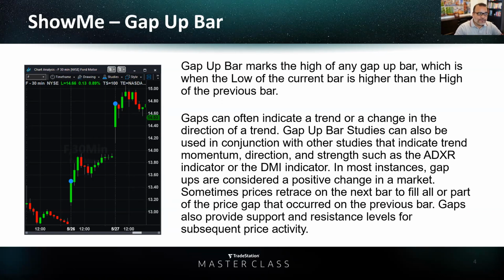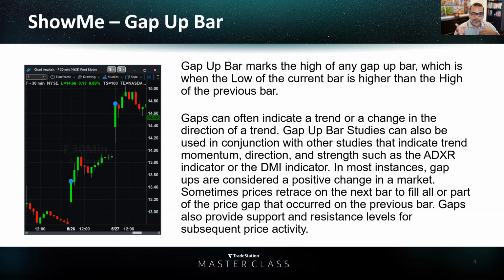I know that it's a very visual thing. You may not need to see a blue dot because a gap is very visible, but sometimes the gaps are not so visible. You may have a small gap that is not as big as these ones, and those are the ones that you probably need some help identifying. This second paragraph here just talks about gaps in general terms and how they should be interpreted. Let's go through some of these sentences very quickly. They can often indicate a trend or a change in the direction of a trend.